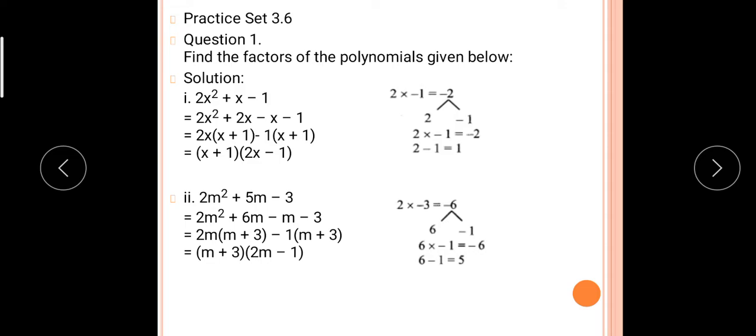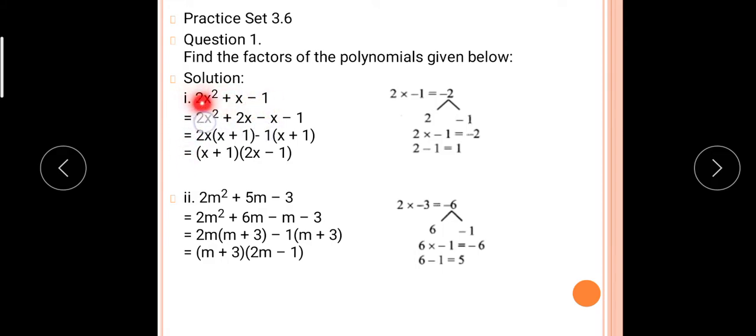Why am I directly starting this practice? Because this method you already learned in the 7th and 8th standard. Definitely it was there. Now find the factors of the given polynomial. How to find them? I am going to explain directly by example. A simple example is in front of you: 2x square plus x minus 1.